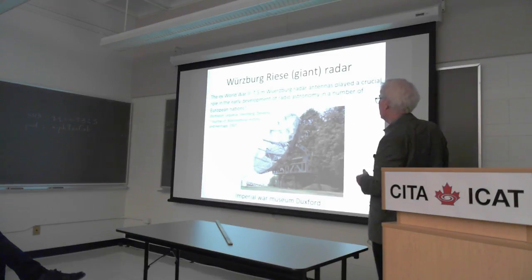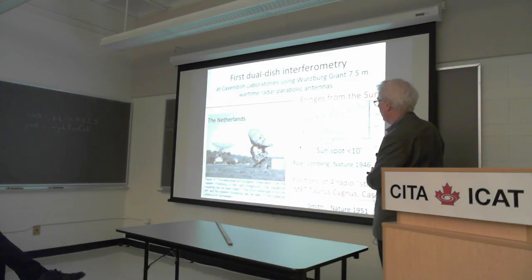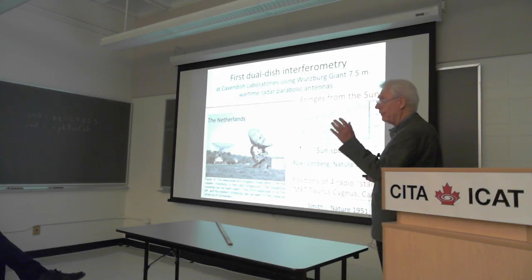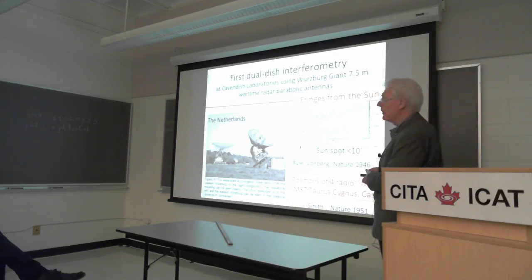Nevertheless, these antennas were then installed in several observatories. For instance, in Holland, at Dwingeloo, they had this antenna and observed the neutral hydrogen line and made a survey with these telescopes. Also in France, and there's a beautiful account of how these antennas fostered the development of radio astronomy in Europe at that time.